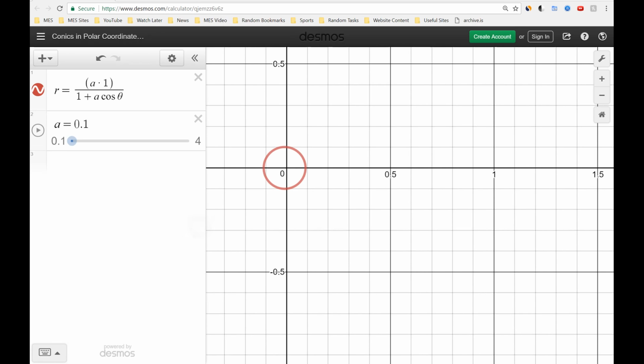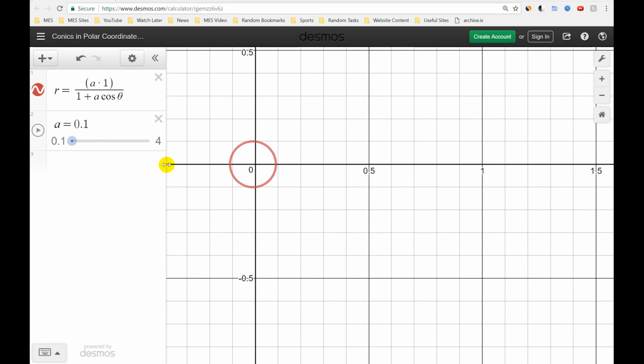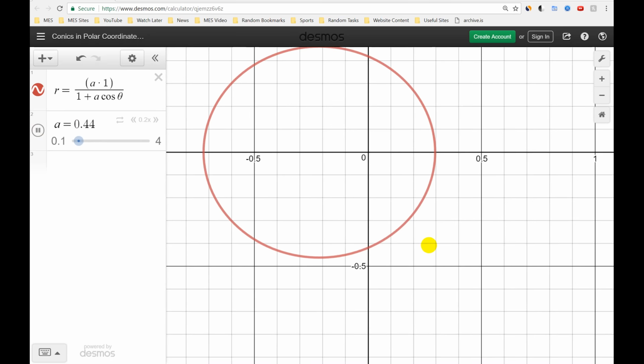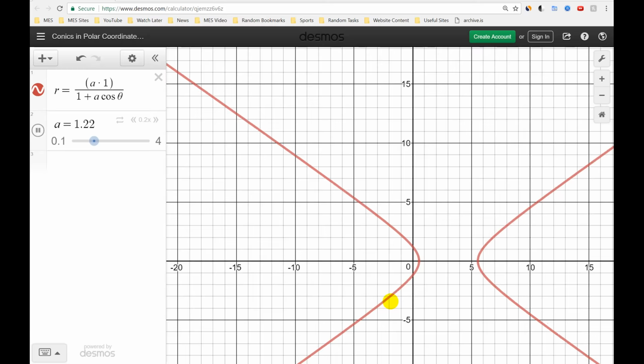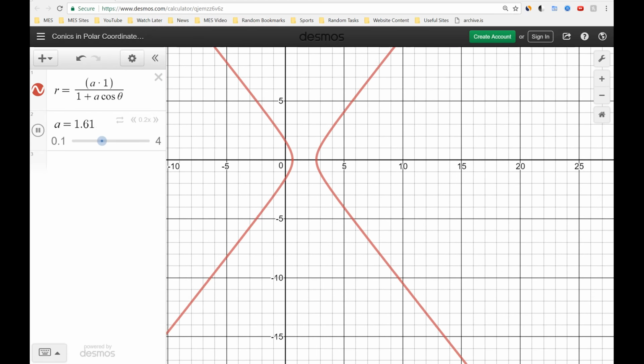I'll just move this around to the left. Let's just see what we can come up with. So now what we could do here, we could vary this by pressing plus, and as you can see, it gets bigger and becomes more elongated. It gets really big and then becomes a hyperbola.